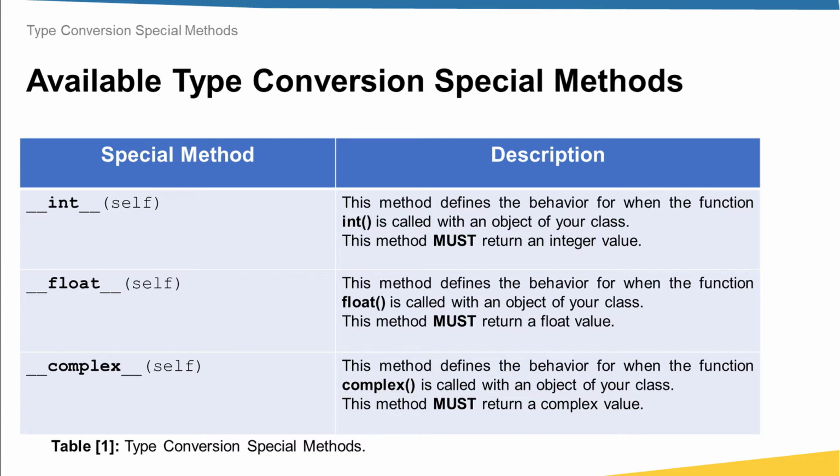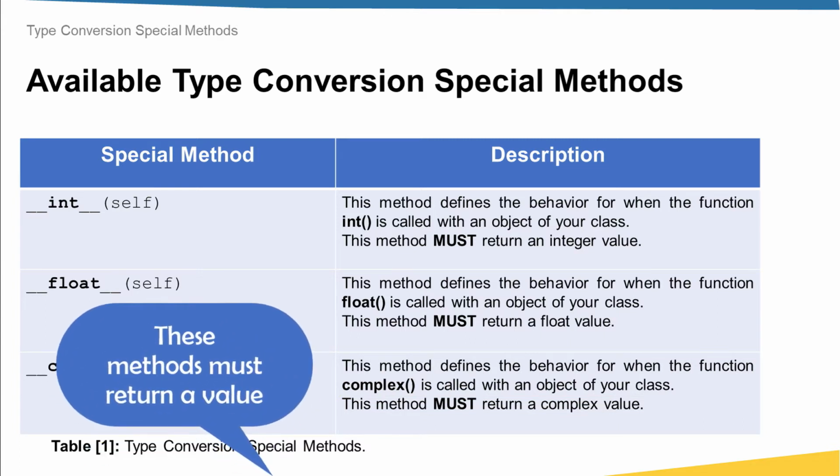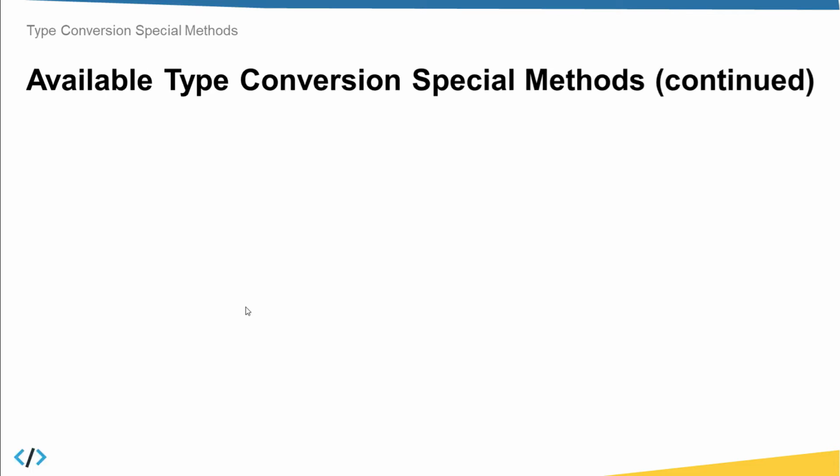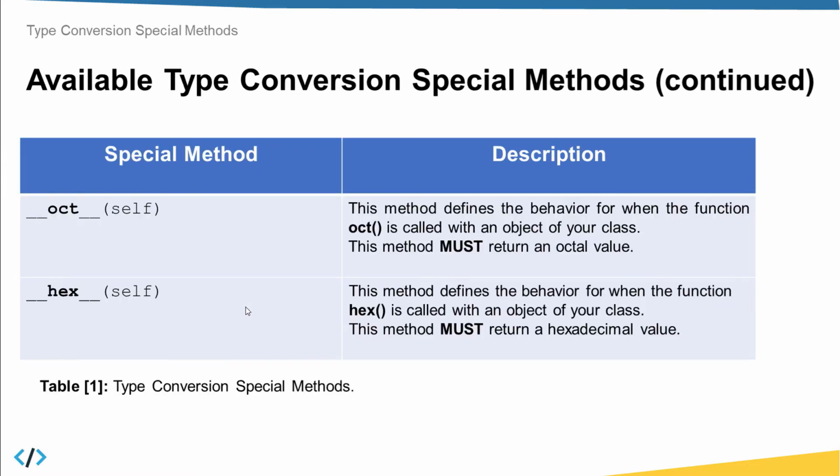And because these methods convert your object into another data type, they must return a value, and the data type of this value depends on the method itself. So for example, __int__ should return an integer value, and __float__ should return a float value. In Python, there are other methods in this category, for example oct and hex, and also others. I will not define all of them because, as I mentioned, the definition is the same. Now let's move to Jupyter Notebook to see some real examples of these methods.